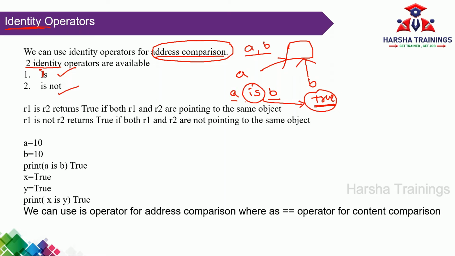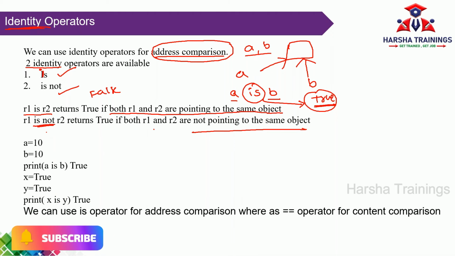Now, R1 is R2. Suppose R1 is one object and R2 is another object. It is true if both R1 and R2 are pointing to the same object. If they are pointing to different objects, it returns false. Now, what is meant by 'is not'? We are checking if R1 and R2 point to different objects, then it returns true. If both point to different objects, then it is true. If they point to the same object, it is false.